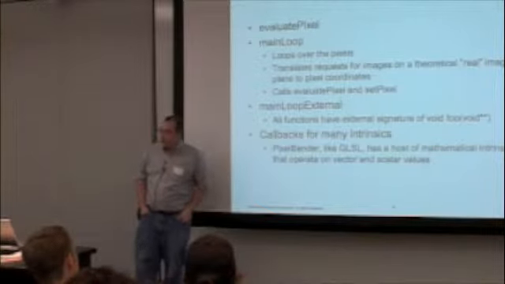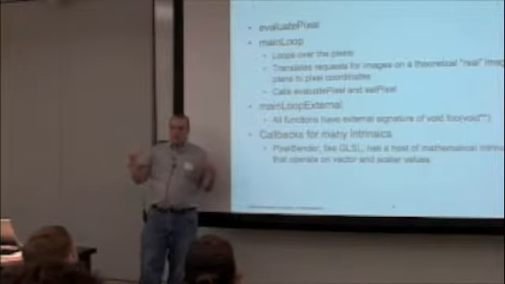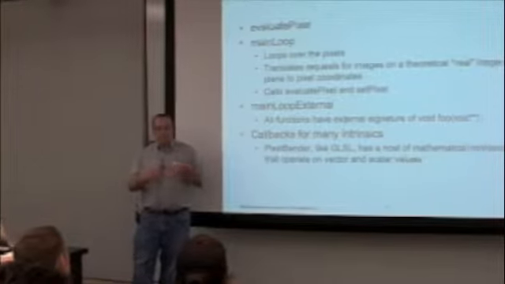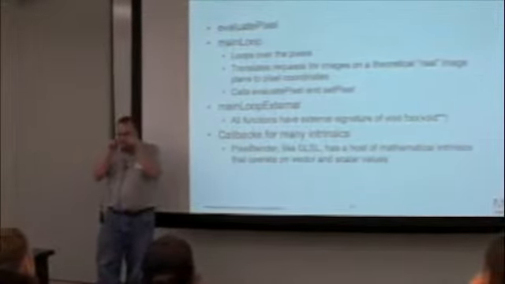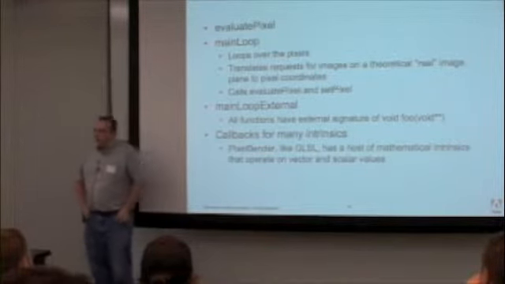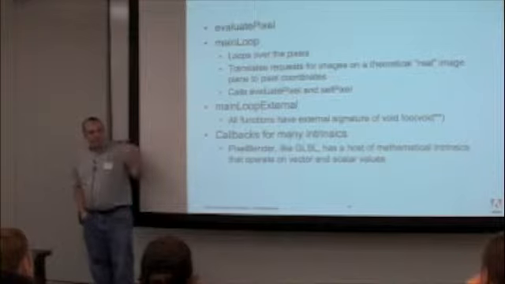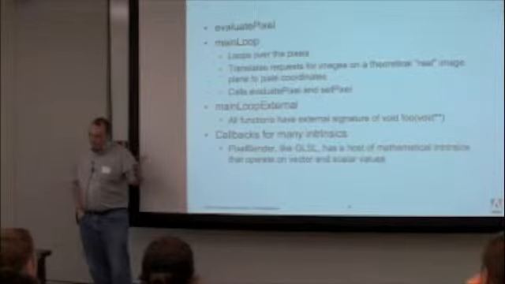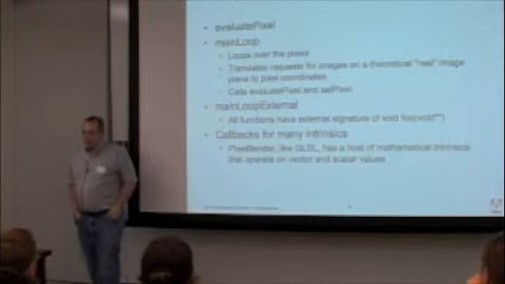This does things like translate our requests, which are on this theoretical image plane, down into pixel coordinates on the grid, so we know exactly what we're talking about. And then on a per pixel basis, it calls the evaluate pixel function, and it calls the set pixel function, which squirts it into the destination buffer.